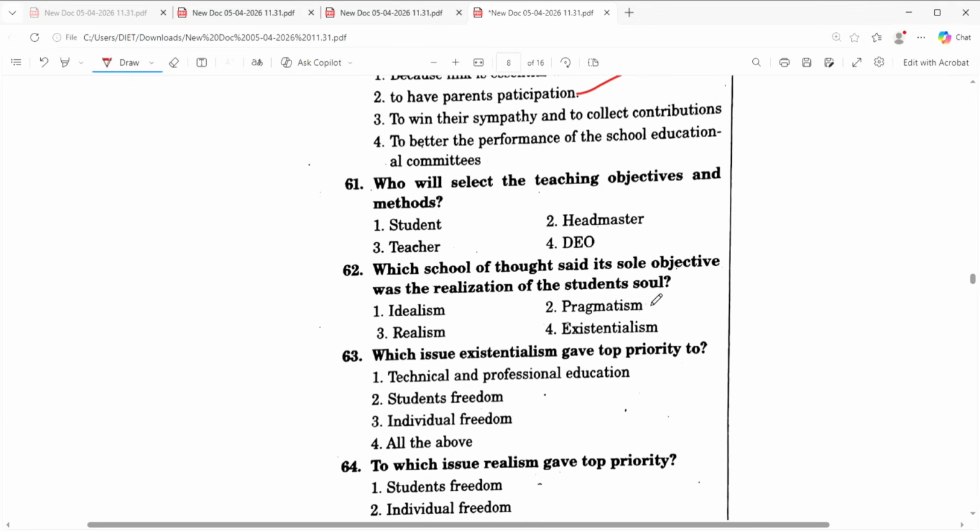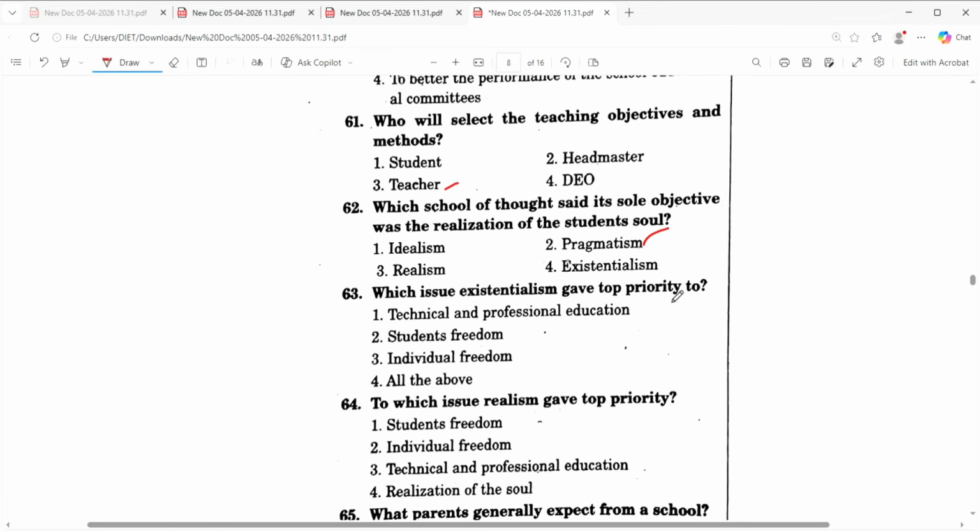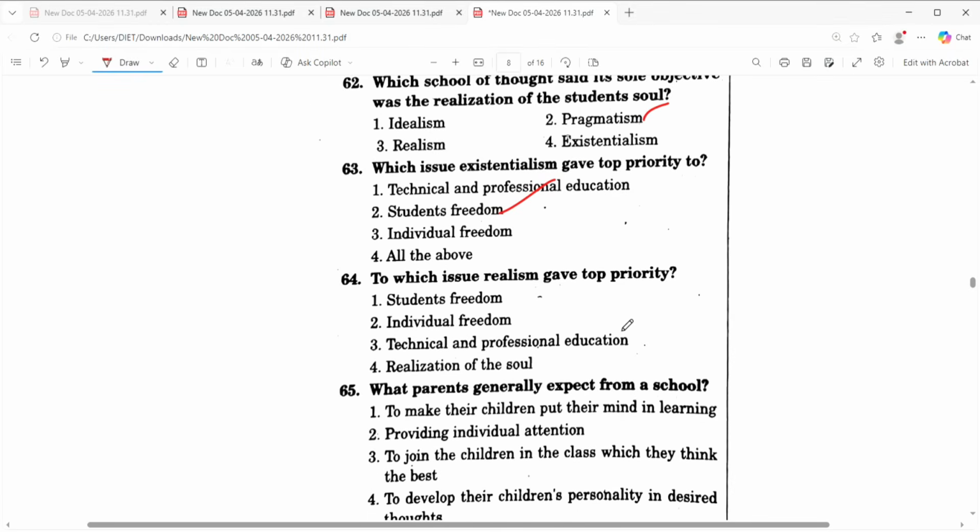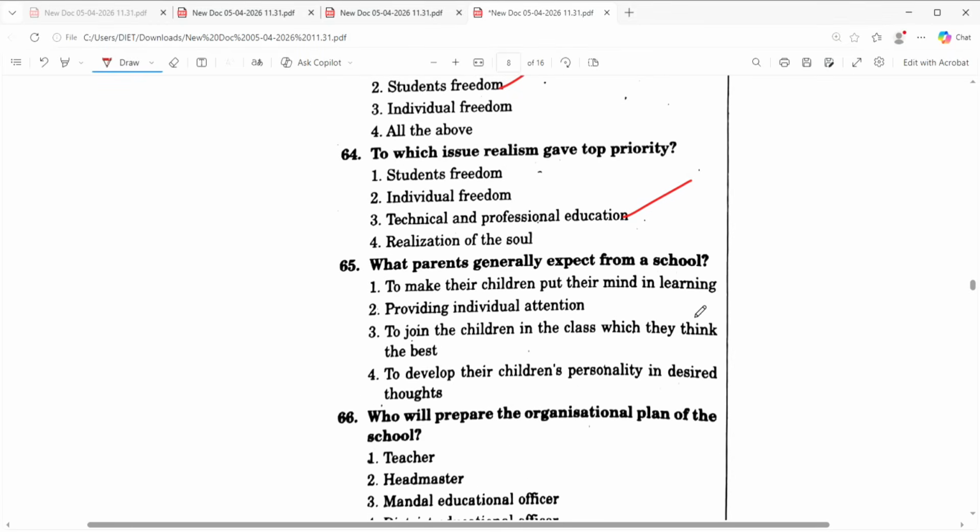See, teacher will be teaching, that is why teacher will be designing the objectives and methods. So it is this one, right? Which school of thought said its sole objective was the realization of students' soul? Okay, it is pragmatism. Which issue extensively gave the top priority to? 63. Yeah, existentialism have given priority to students' freedom. To which issue realism gave top priority? 64. It is realism based upon teaching and professional education, technical.